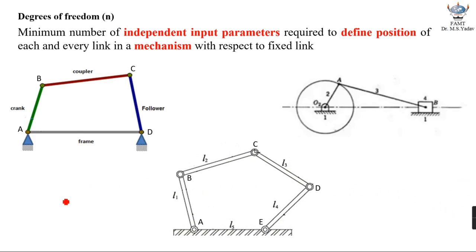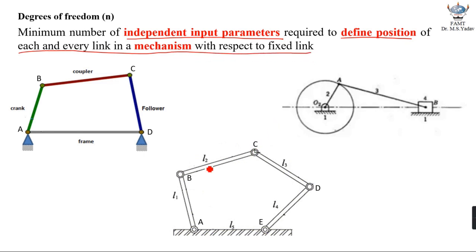Dear students, in this video lecture we will learn about degrees of freedom. We will also try to derive an expression for degrees of freedom, and we will also try to solve some problems on degrees of freedom. Degrees of freedom is basically the minimum number of independent input parameters required to define position of each and every link in the mechanism with respect to fixed link.